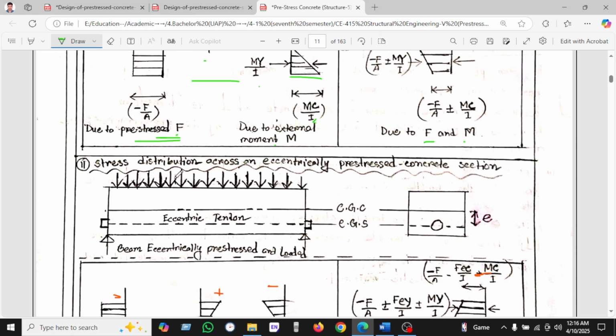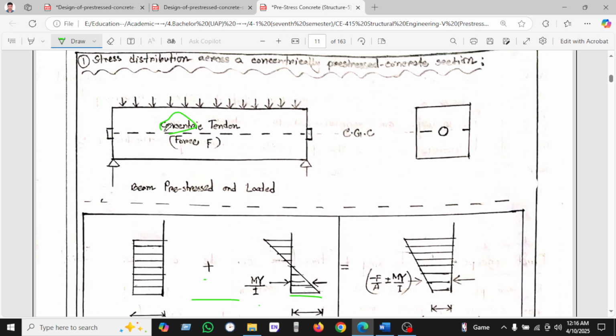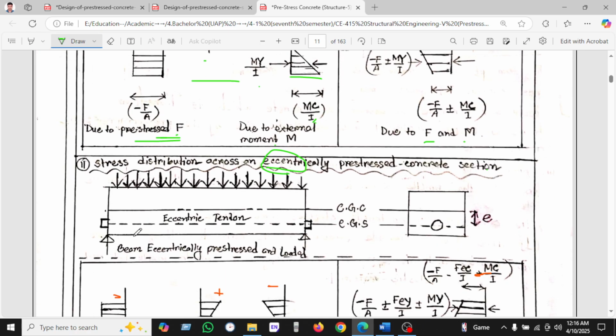Okay, so second, we can see the stress distribution across an eccentric prestressed concrete section. These were the concentric tendon, and now we'll see the eccentric. This is the CG of concrete, and this is the CG of steel. So the eccentric tendon we can see here. With the eccentric prestress load, this is the distance between the CG of concrete and steel, given as e.